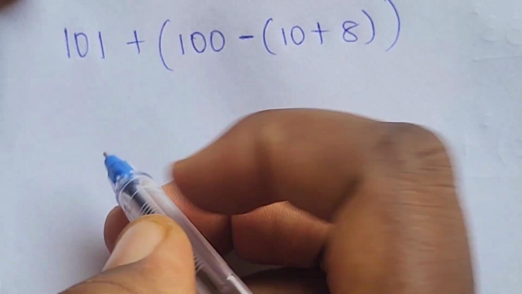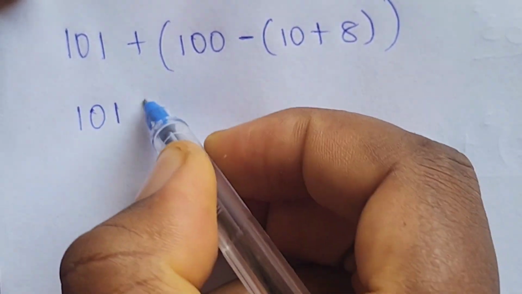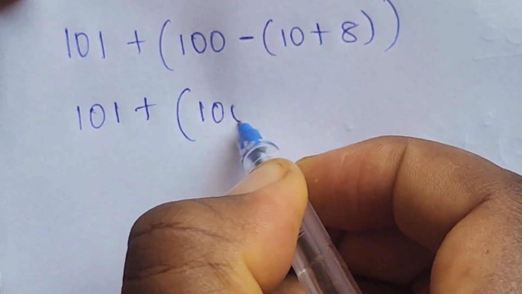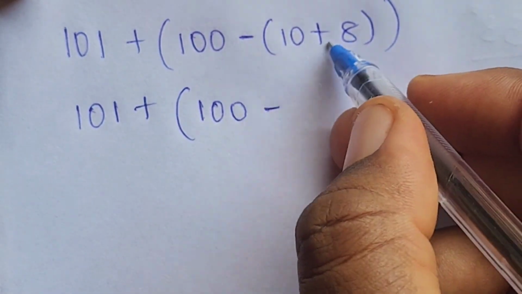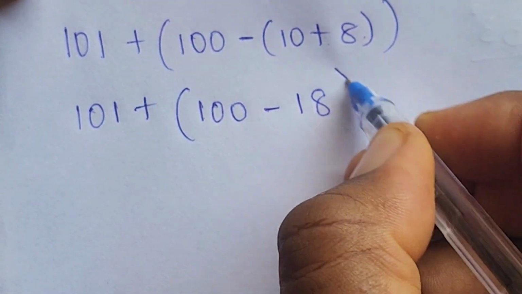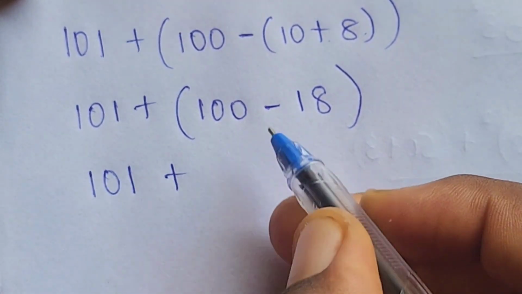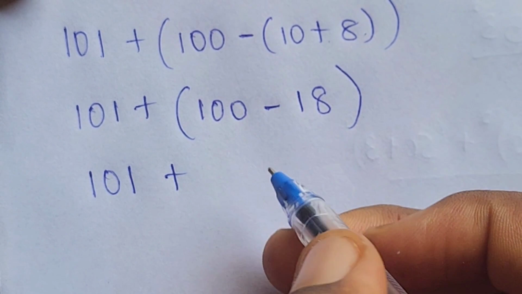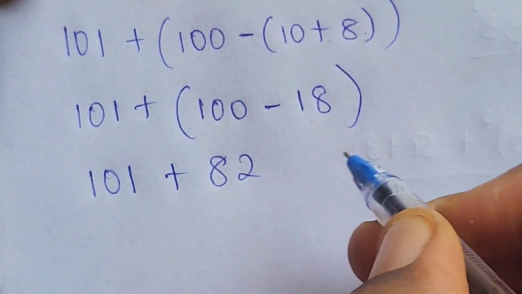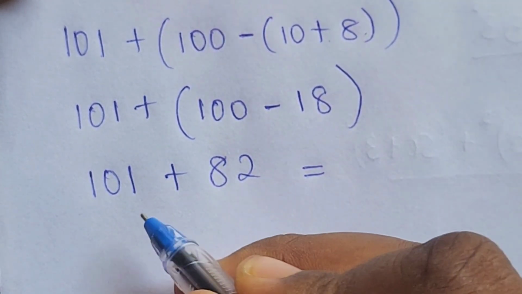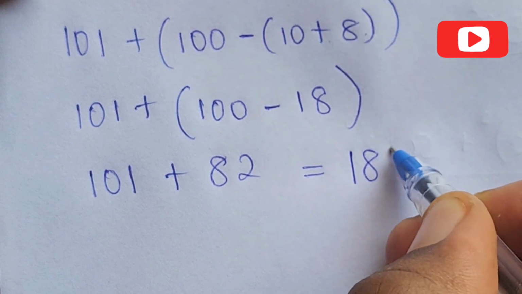So we have 101 plus we have 100 minus 10 plus 8, we have 18. So this gives us 101 plus 100 minus 18, we have 82. So our answer becomes 183.